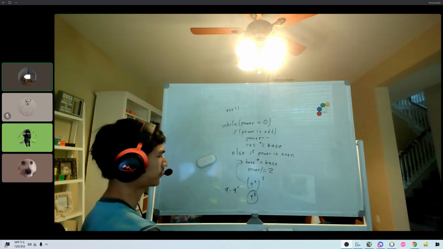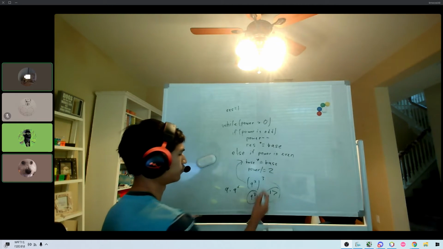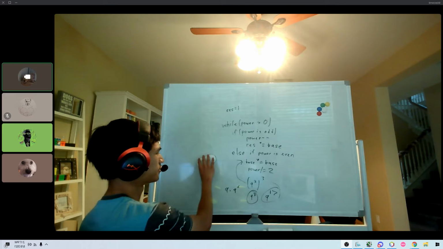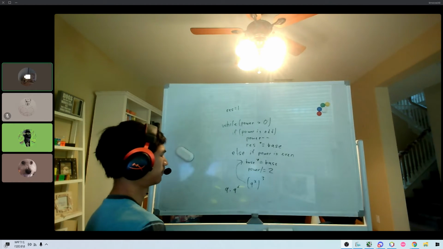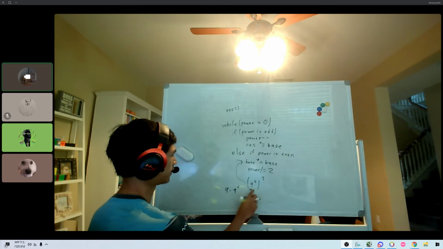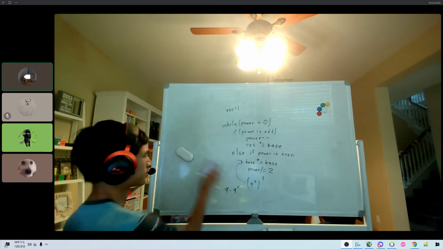If it's a bigger odd number like 17, you can't break that up very easily, right? So it's easier to square the base and then cut the power in half. So in this case it's cubed, right?